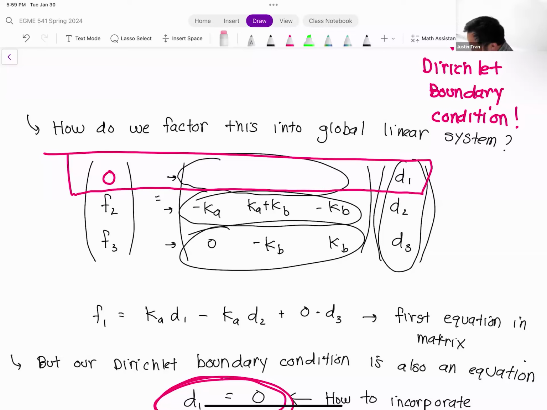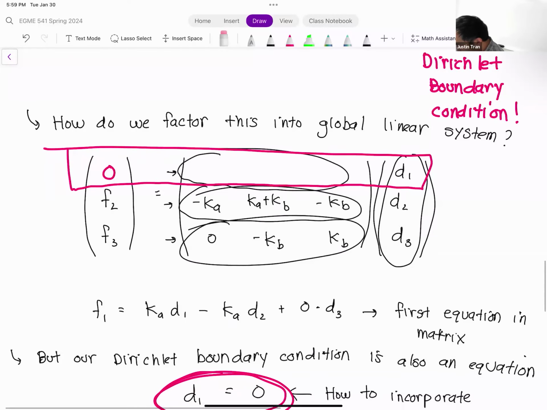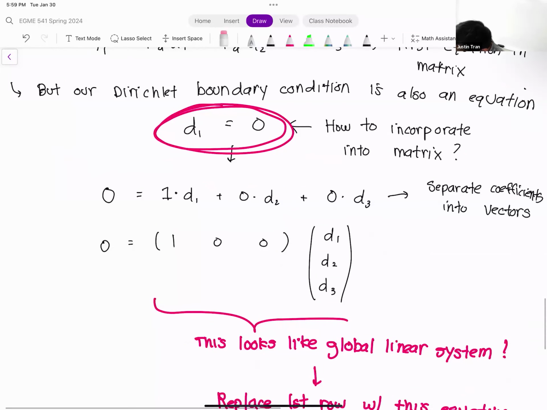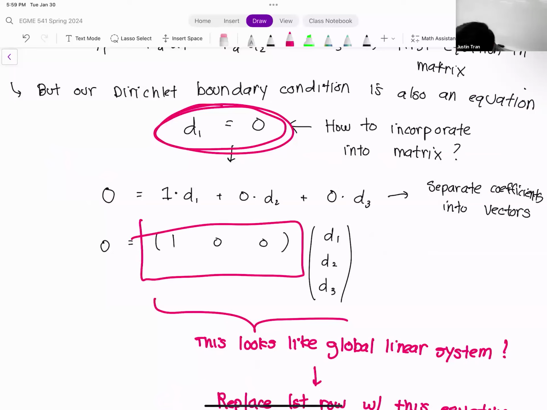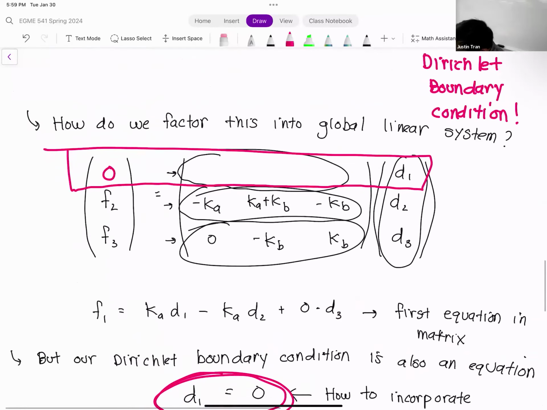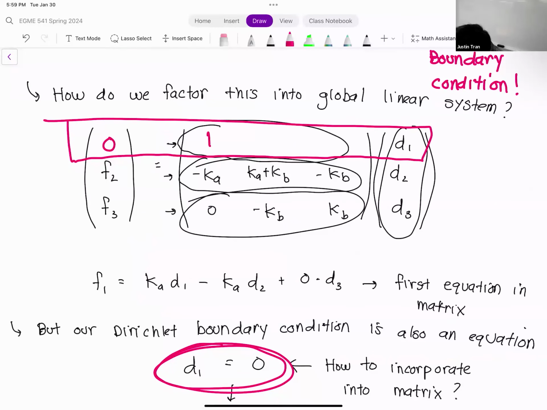So the first entry is going to be 0 on that side. And then for all the other entries in that first row, we're going to replace them with all of these. So we have a 1, a 0, and a 0. Okay, so it's going to be 1, 0, 0. And that's how you apply a Dirichlet boundary condition.